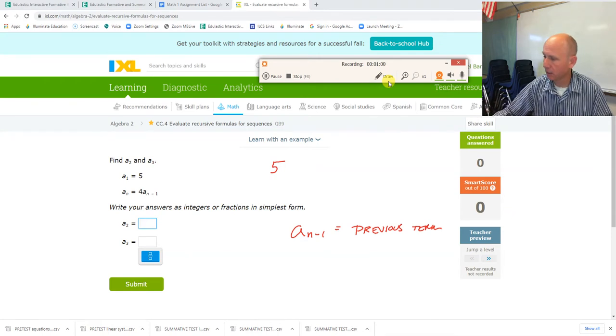And then it says look backwards and multiply it by 4. So it keeps saying previous term times 4, which takes me to an 80.